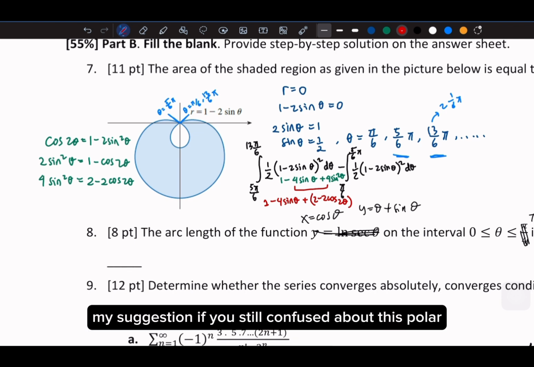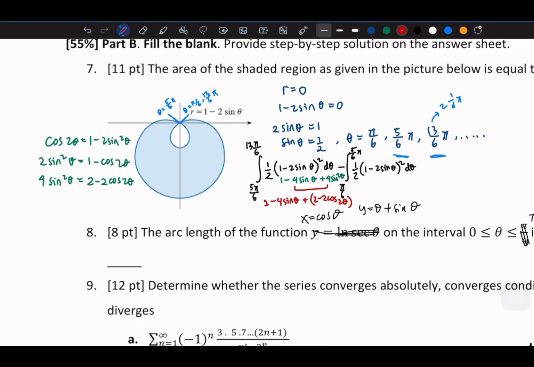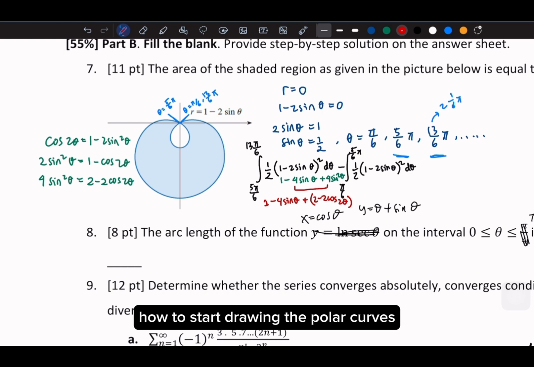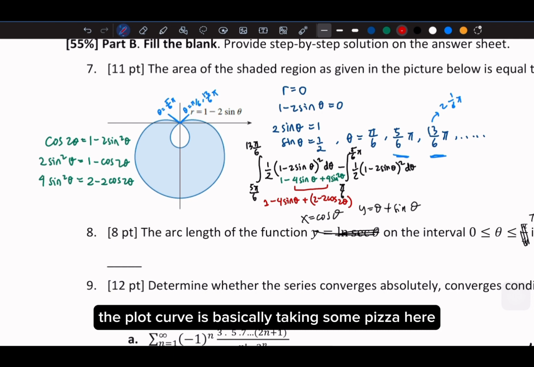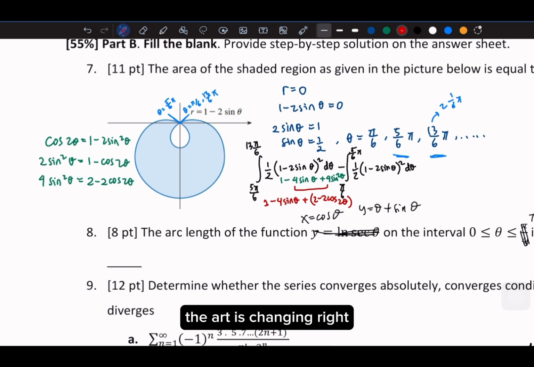My suggestion, if you're still confused about this polar, you can look up some tutorials about polar curves, how to start drawing the polar curves, and which one is the theta. Because basically, how you understand the polar curve is taking some theta here, and then imagining which one is the r. The r is changing, right?